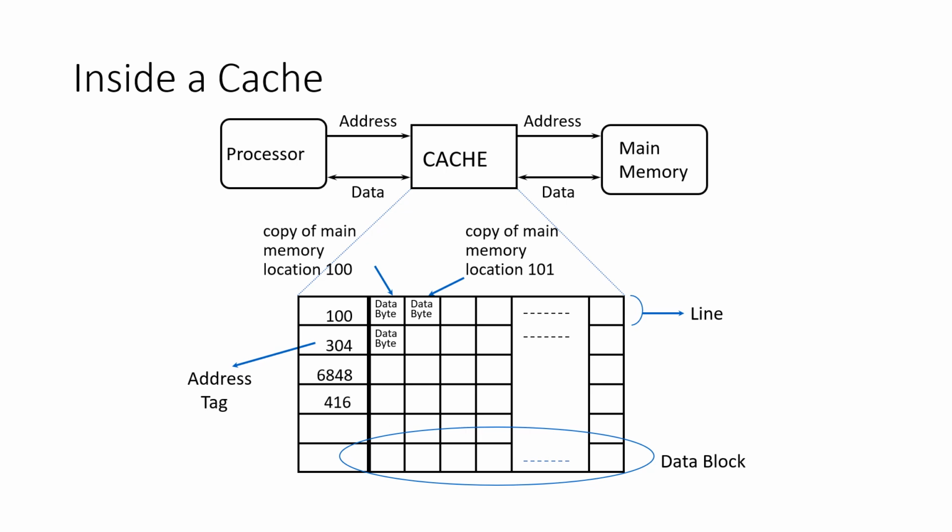Important terminology here are data block, which is the amount of data fetched from memory to be stored in the cache; cache line, a storage space in the cache with the same size as a block; and address tag, a field associated with the cache line uniquely identifying the block.